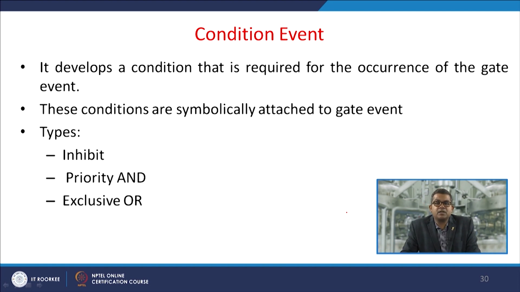Now, there are certain condition events. It develops a condition that is required for the occurrence of the gate event. So, these two are interlinked. Now, these conditions are symbolically attached to the gate event. There are 3 types of condition event: inhibit, priority AND, exclusive OR.